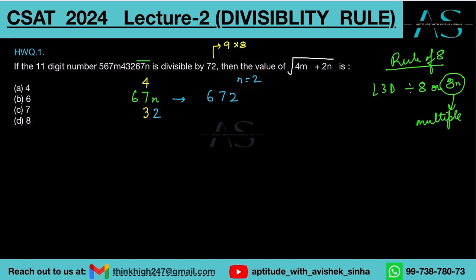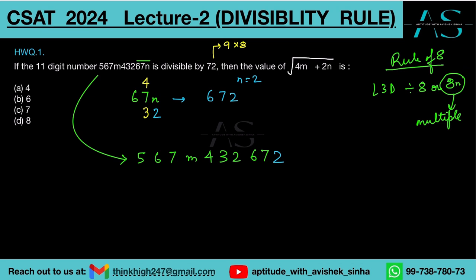Suppose we had another possibility of n. Then we would have taken that into consideration. Let's say this is the first case, that would have been the second case, and with that we would have proceeded further. Right now I have the exact value of n, so I'll write the number again, and this time I'll replace the value of n with 2. So we have 5, 6, 7, m, 4, 3, 2, 6, 7, and in place of n I'll write 2.